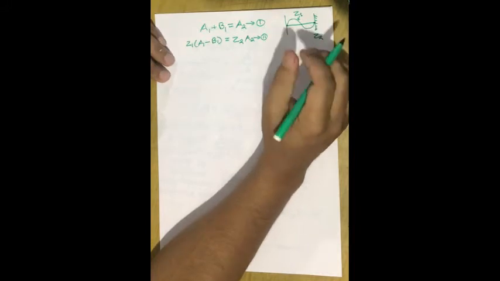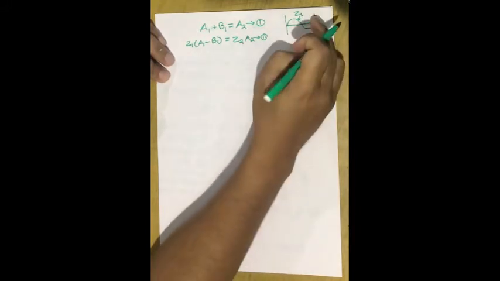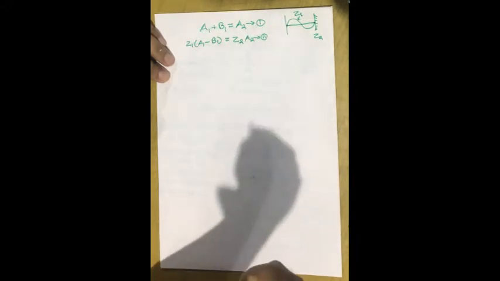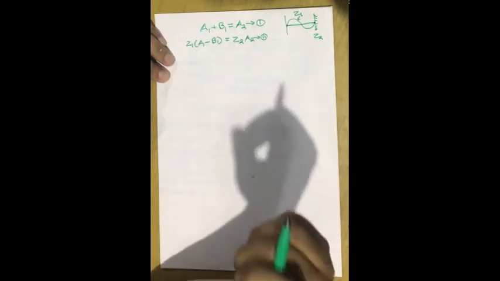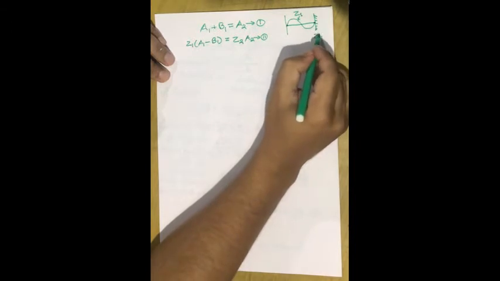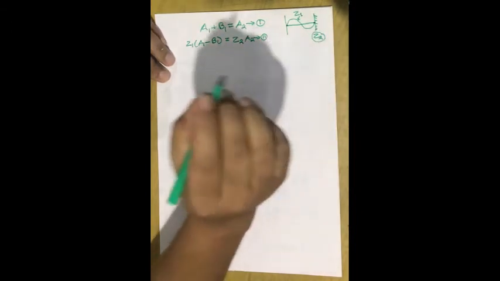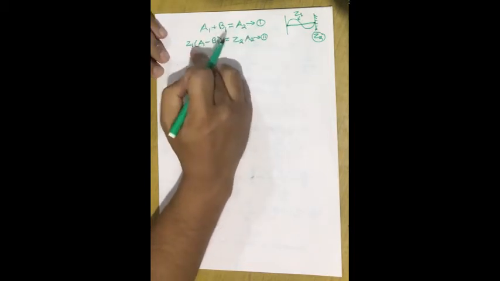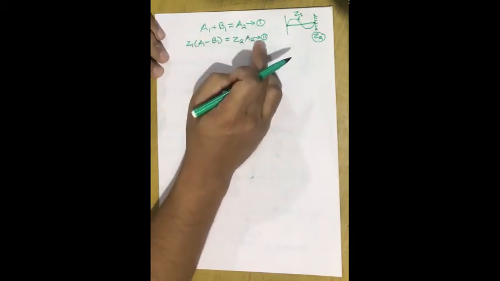Suppose you held the other part of the string loosely, then one part of the wave will transmit through your hand. So that part of the impedance we call Z2. So A1 plus B1 is equal to A2, and Z1 into A1 minus B1 is equal to Z2 into A2.